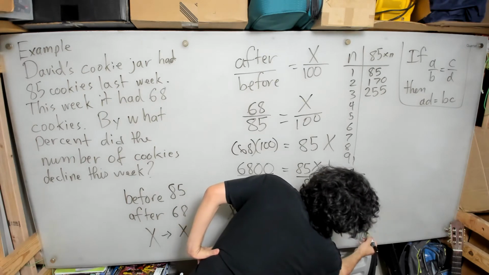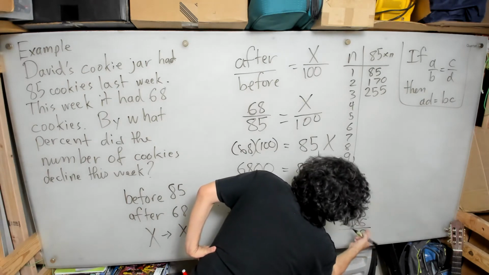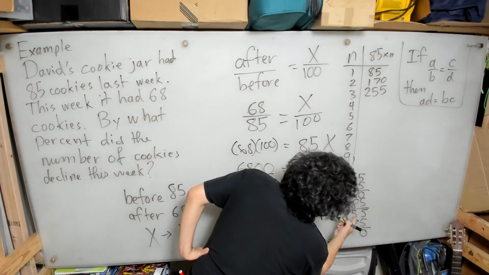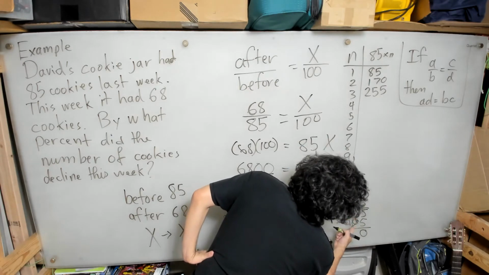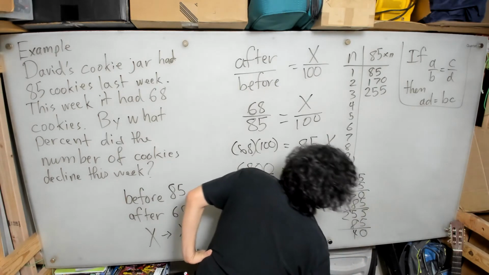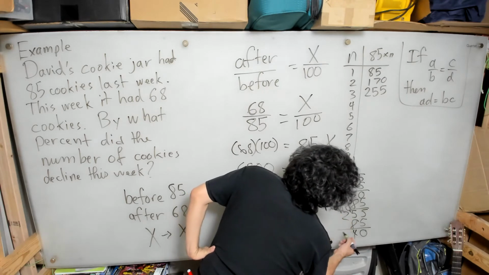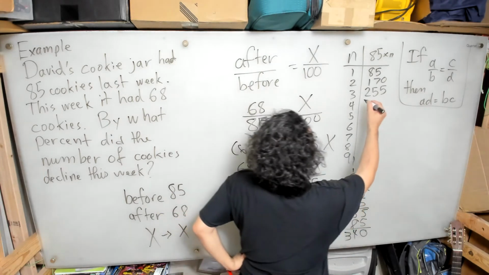5 plus 5 is 10. I bring down the 0, carry the 1. 1 plus 5 is 6. 6 plus 8 is 14. So I bring down the 4, carry the 1. 1 plus 2 is 3. So that's 340.